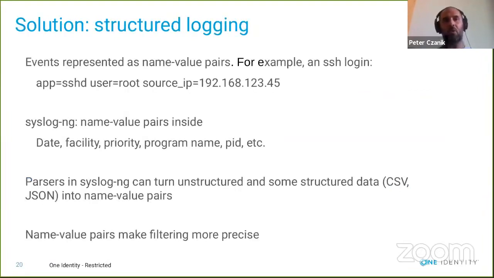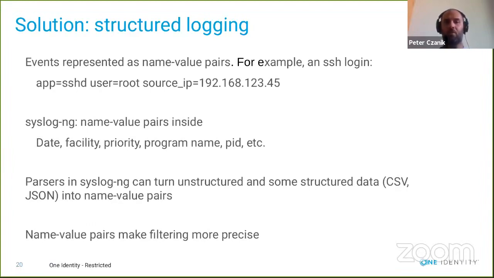The solution for this is structured logging. If we come back to my SSH login example, you see that it can be described as an application name, username, and the source IP. The good news is that syslog-ng has name value pairs inside right from the beginning. The date, facility, priority, program name, and so on were all stored as name value pairs inside syslog-ng right from the beginning. And parsers of syslog-ng can turn unstructured and some of the structured data into name value pairs as well.